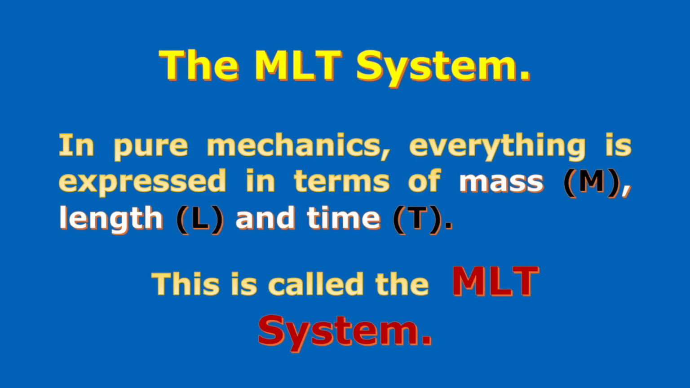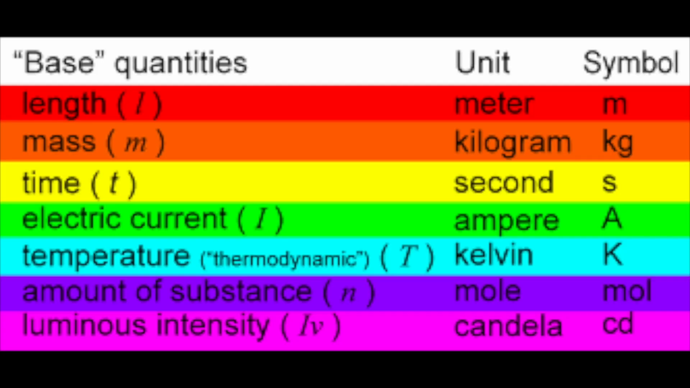Point 1. The MLT system. In pure mechanics, everything is expressed on the basis of mass, capital M, length, capital L, and time, capital T. This is called the MLT system. Any usual mechanical quantity is expressed using these three fundamental quantities, measured respectively, for complex historical reasons that we shall not recall, in kilogram, meter, and second, the first three units of the international system.